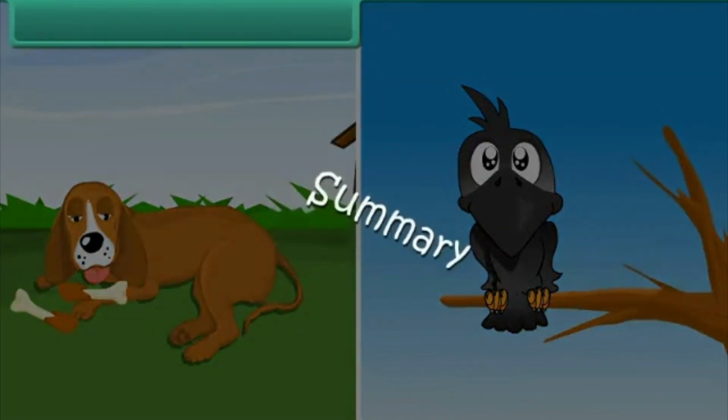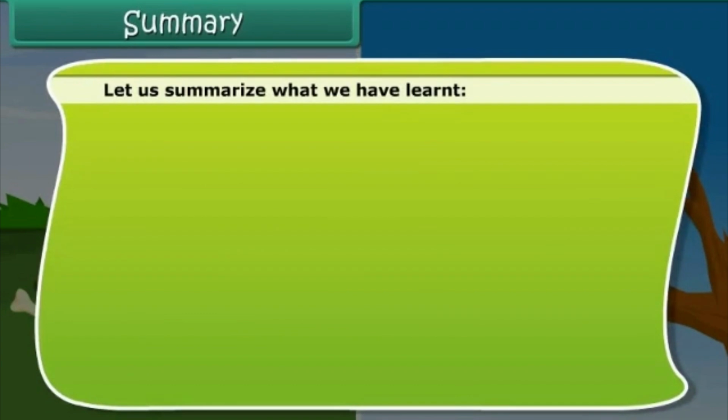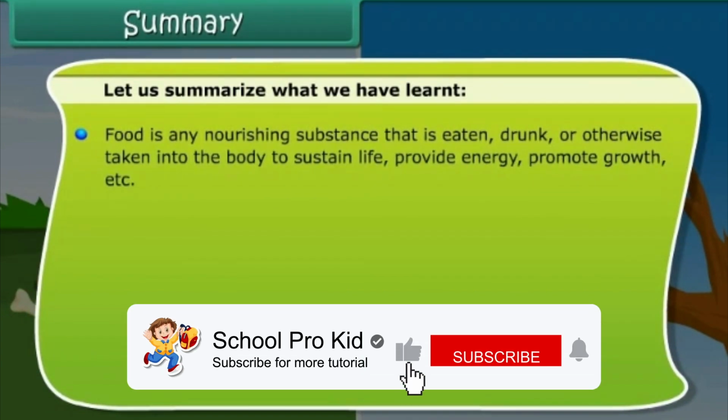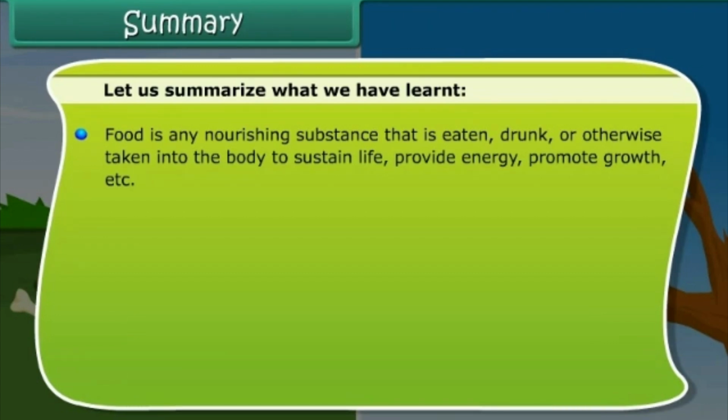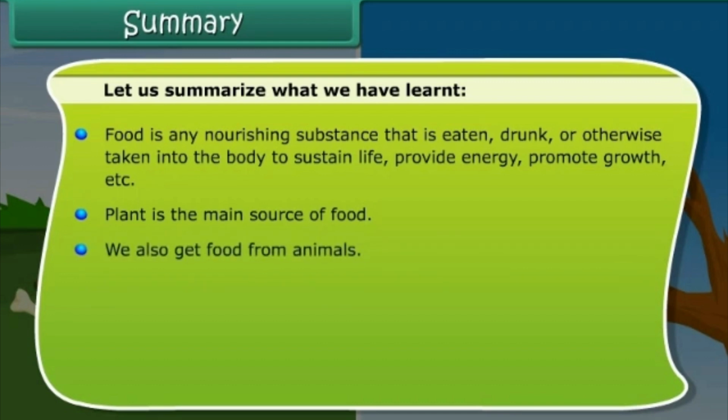Summary. Let us summarize what we have learned. Food is any nourishing substance that is eaten, drunk, or otherwise taken into the body to sustain life, provide energy, promote growth, etc. Plant is the main source of food. We also get food from animals.